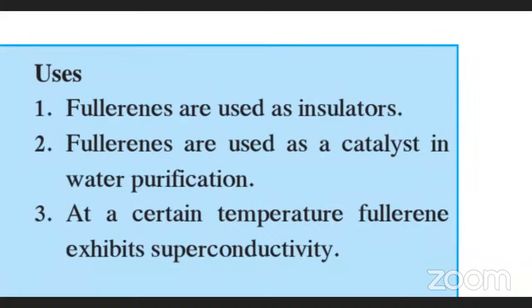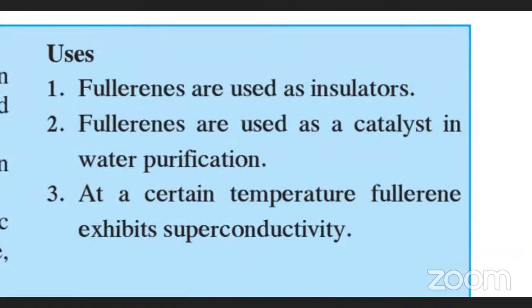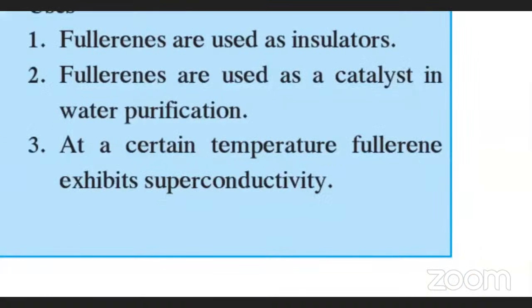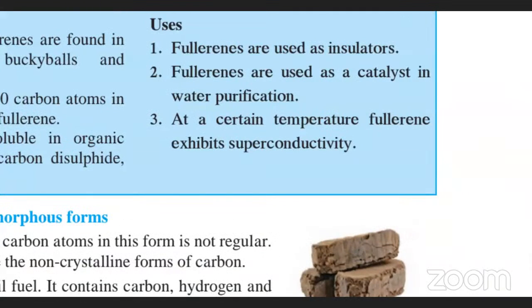At a certain temperature, fullerene exhibits superconductivity. At room temperature, fullerene acts as an insulator, but in a certain temperature range, fullerene acts as a superconductor. मतलब normal conductor से भी बहुत ज़्यादा conductivity. Super means very high conductivity. So this fullerene acts as a superconductor at a particular temperature. Understood?